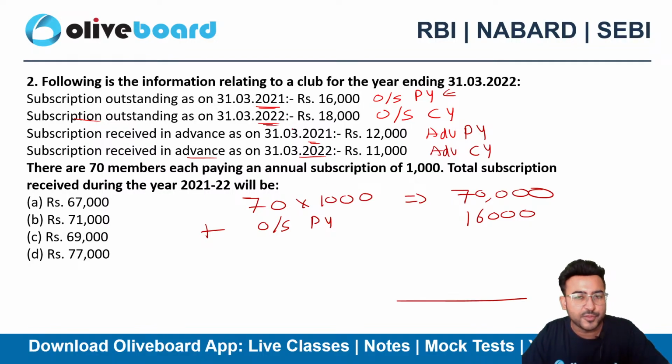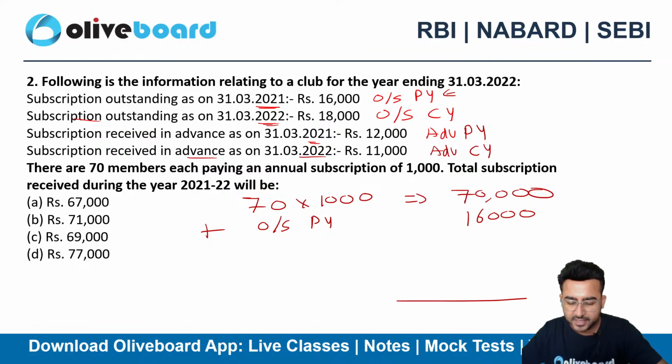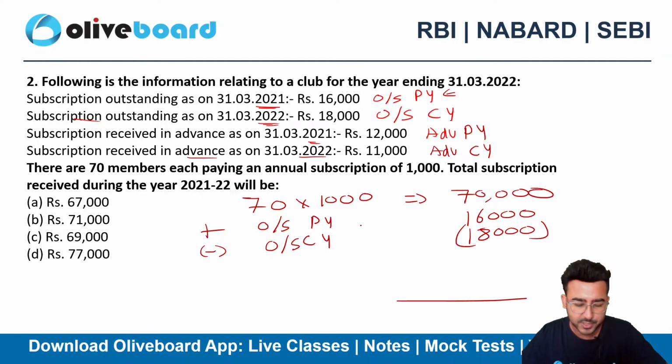Subscription outstanding for the current year. It is outstanding this year, so we have not received this year's subscription, and whatever was not received, remove it. Outstanding current year 18,000: we didn't receive it in this particular financial year, so I removed it.